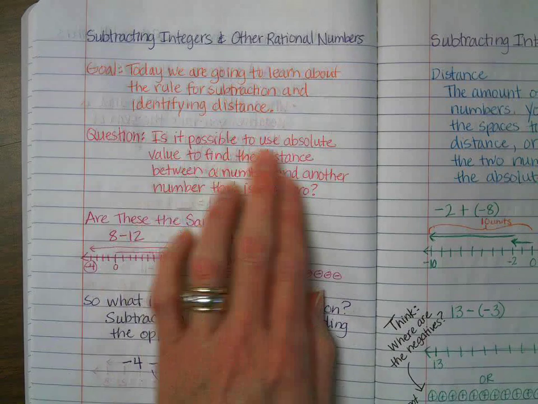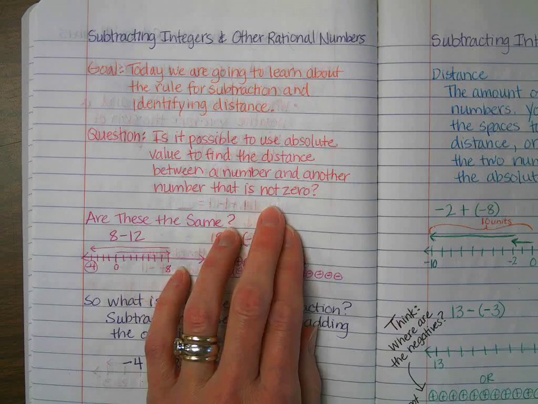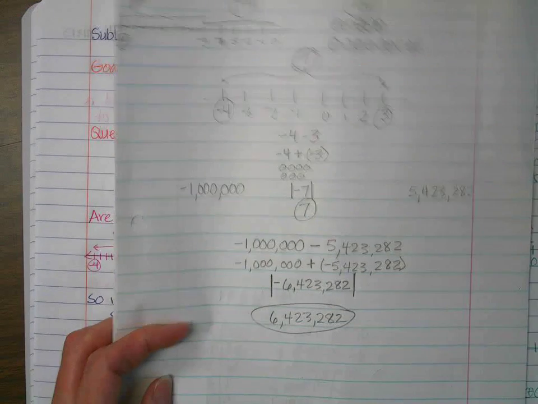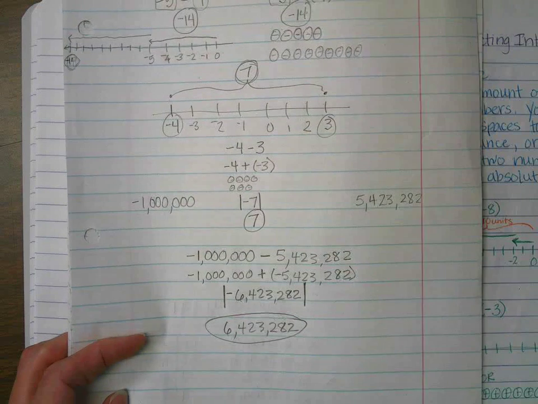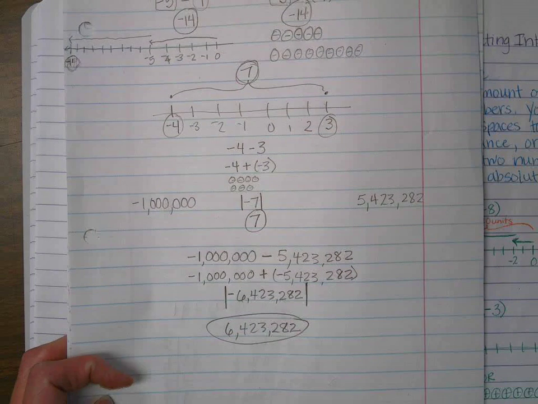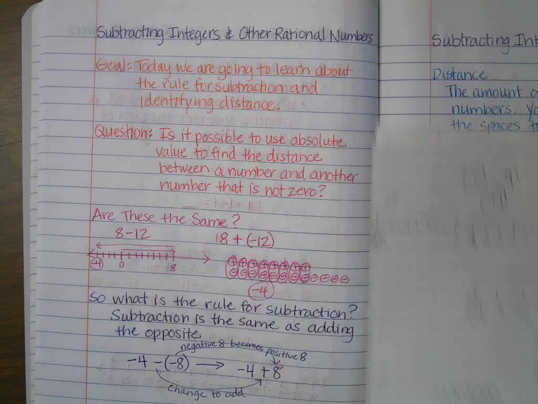All right, revisiting our question of the day really quickly. Is it possible to use absolute value to find the distance between a number and another number that is not 0? Kiddos, is it possible? The answer is absolutely it's possible. We just did it 2 times right here, okay?